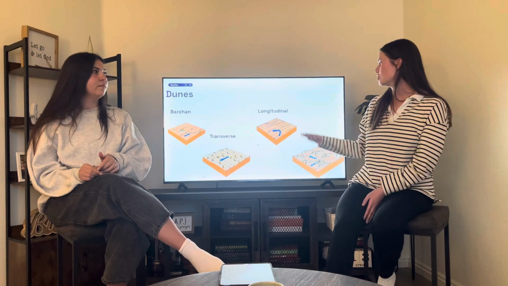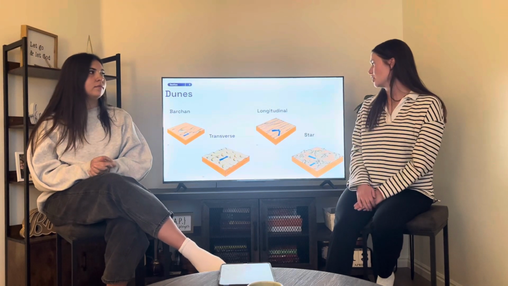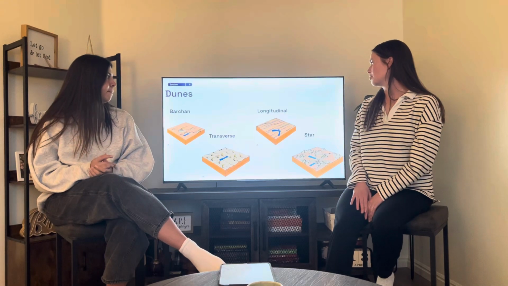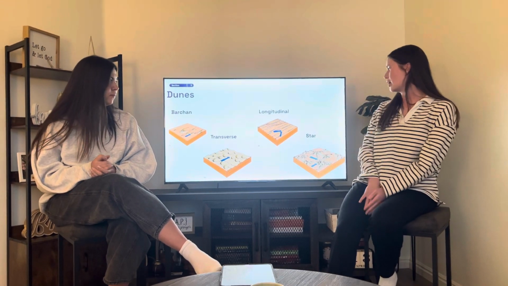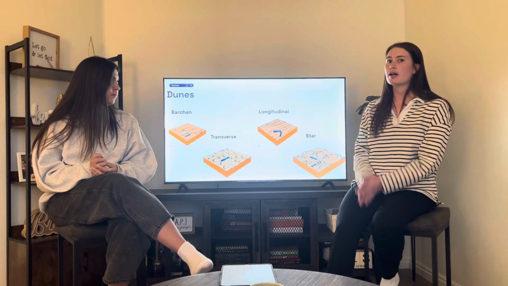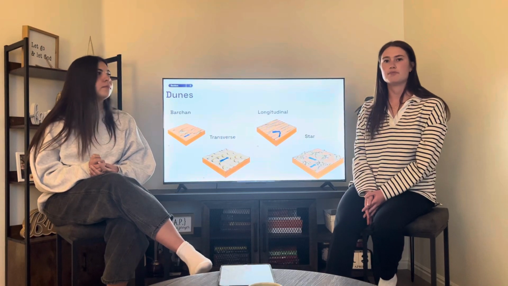Longitudinal has two different directions of wind, and they're going to have less sand and equally spaced ridges, and star is going to have three or more directions of wind to make these pyramidal-shaped dunes.